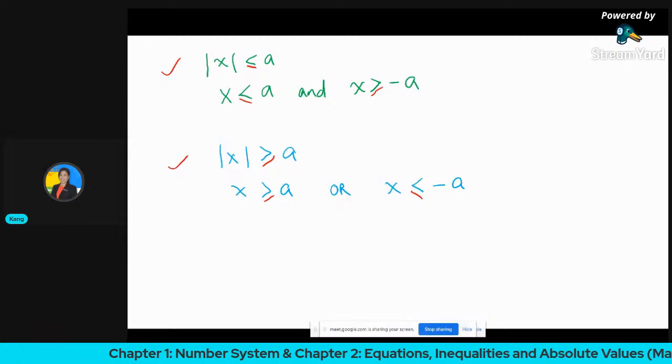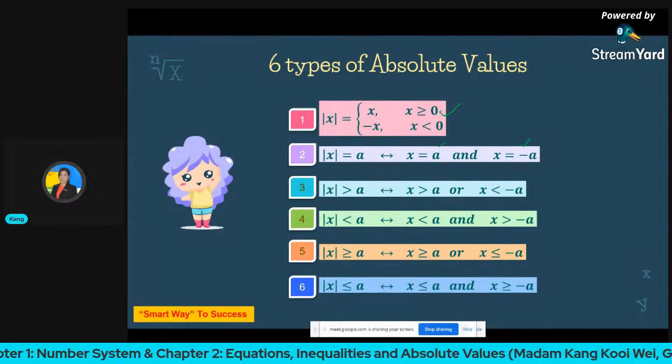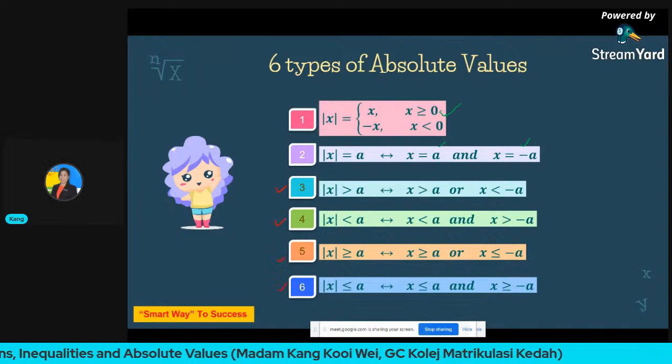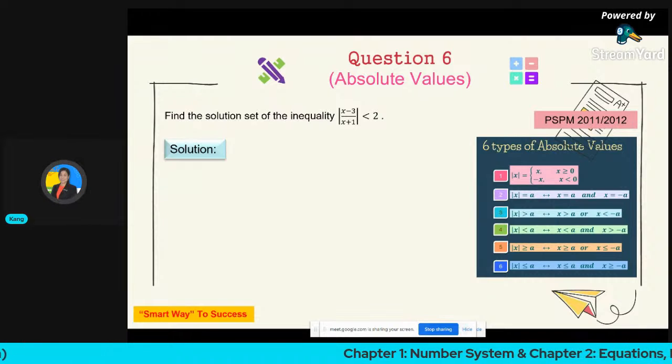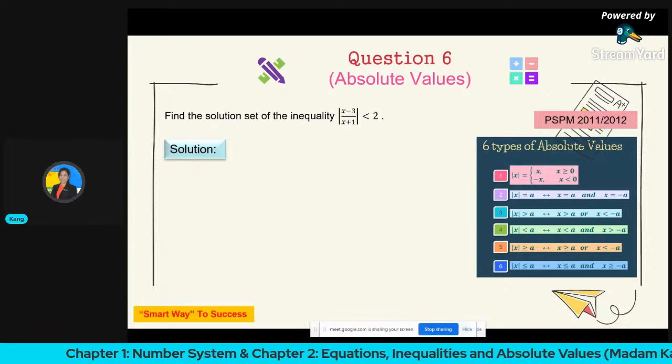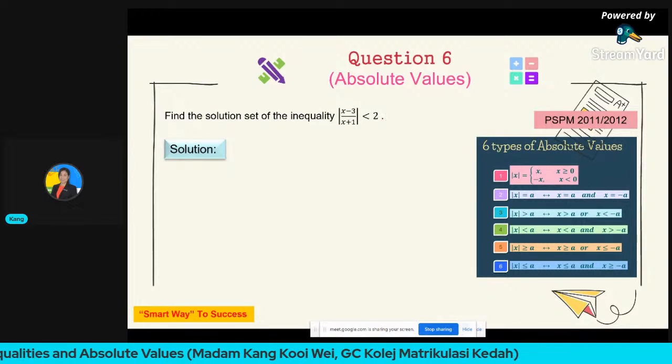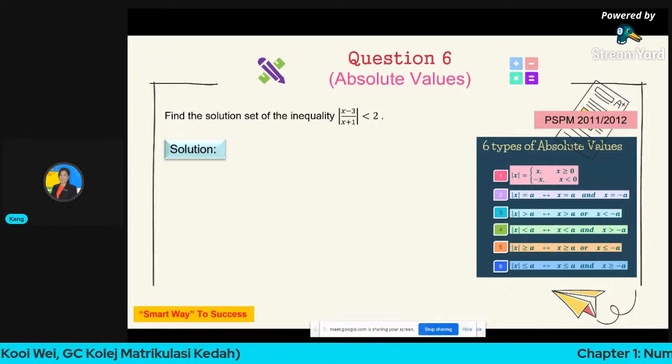Okay, so now, what Madam just explained to you is the formula for 3, 4, 5, 6. Now we are going to master the technique of solving for the absolute value. This is the PSPM question for session 2011-2012. Find the solution set of the inequality for the modulus of x minus 3 over x plus 1 less than 2. So this one involves the absolute value, involves the inequality.